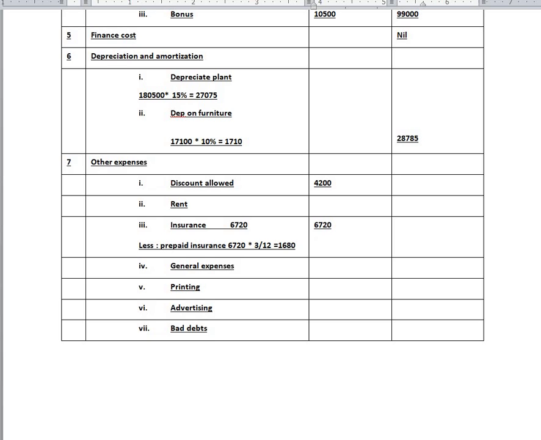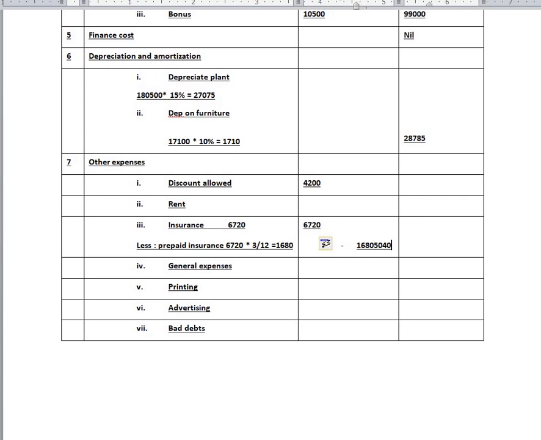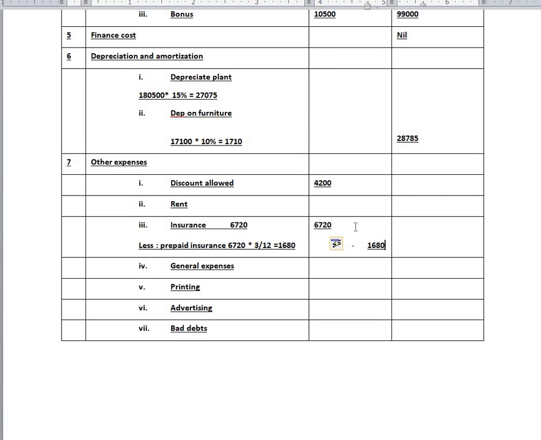6,720 minus 1680, you will get the answer as 5040. Yeah, the total answer you are going to get here is 5040.